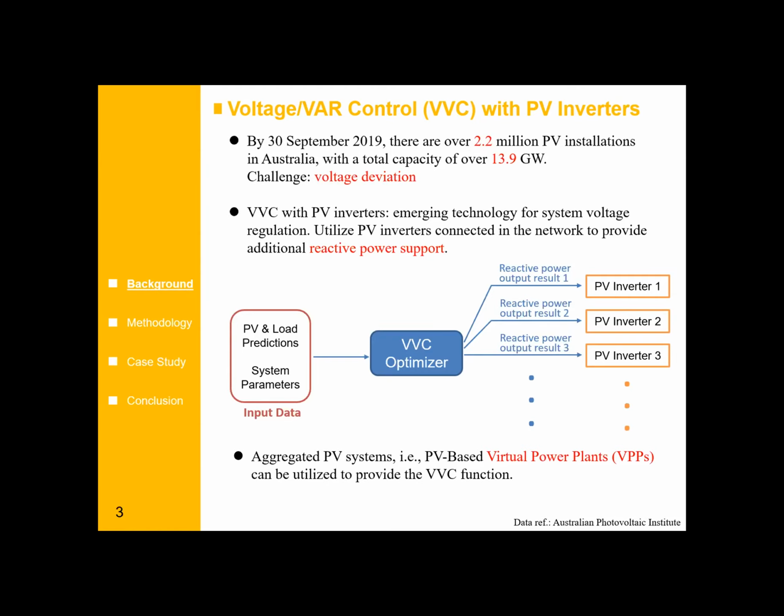This figure gives the framework of the VVC function. We can see that the VVC optimizer can collect input data, such as the PV and load predictions and the system parameters, and then it works out the best solution of the reactive power output of each PV inverter, and deploys the result to each inverter. Each inverter can operate following these signals, and the system voltage can be regulated. Also, the aggregated PV systems, that is the PV-based virtual power plant, can also be utilized to provide this VVC function.